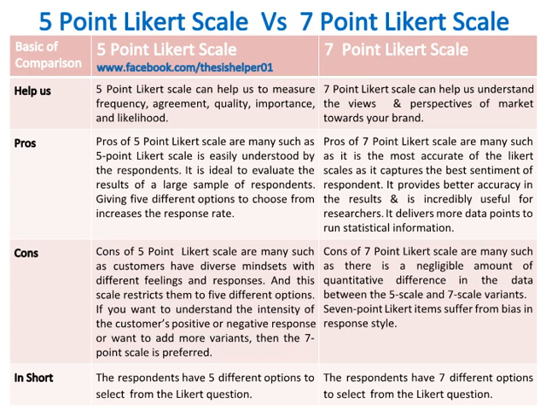Whereas cons of 7-point Likert scale are many, such as there is a negligible amount of quantitative difference in the data between the 5-scale and 7-scale variants. 7-point Likert items suffer from bias in response style. In short, the respondents have 5 different options to select from the Likert question, whereas the respondents have 7 different options to select from the Likert question.